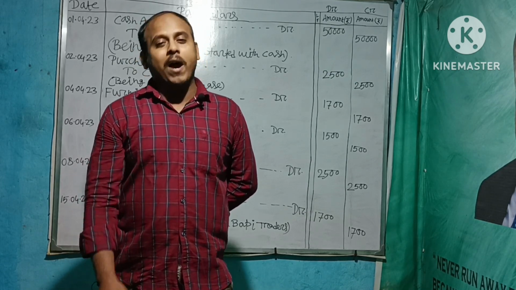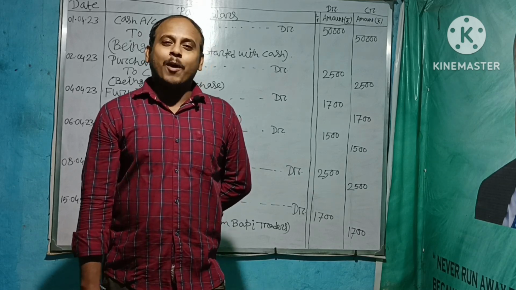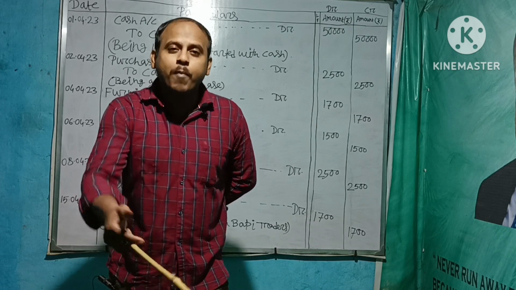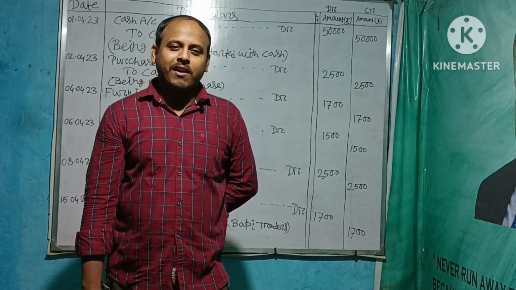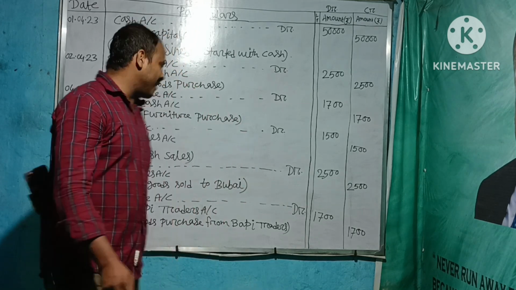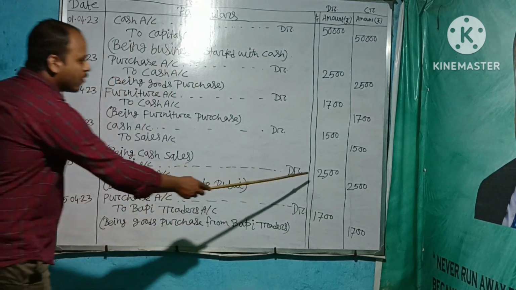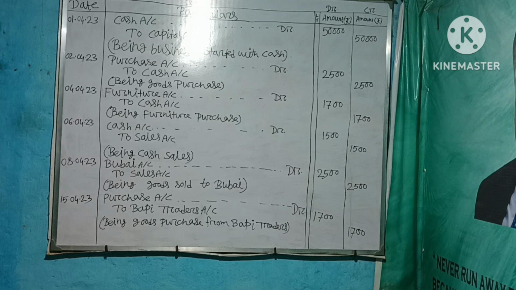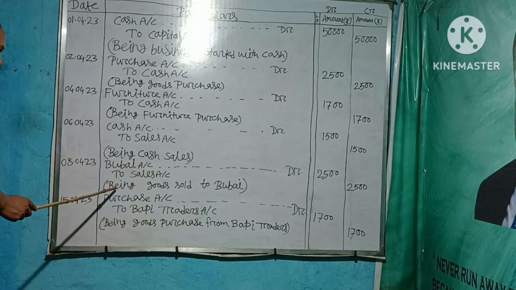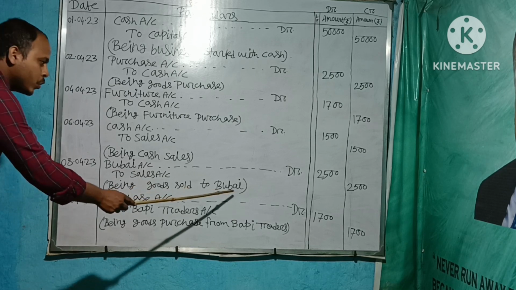We sell to Bubai. Bubai is an example of a personal account. Here Bubai is a receiver because we sell to Bubai. A receiver is always debited in a personal account. For that reason, Bubai account debit 2,500. Second, we sell here. Sales is an example of a nominal account. If we sell something, that is our earning, our income. For that reason, the sales account will be credited. Narration: being goods sold to Bubai.